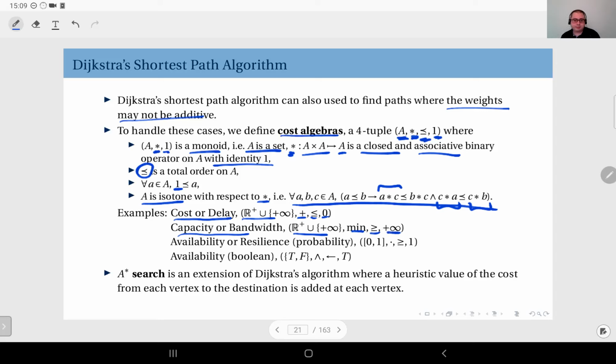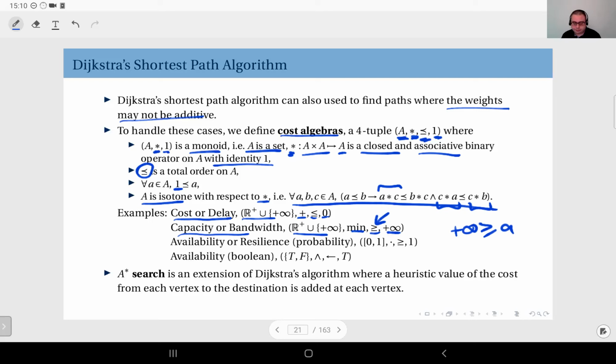Well, it's not the minimum as we know it, but it satisfies this for all A values because the order here is greater than or equal to. Since this is really a cost algebra, you can apply Dijkstra's algorithm to solve this problem also.